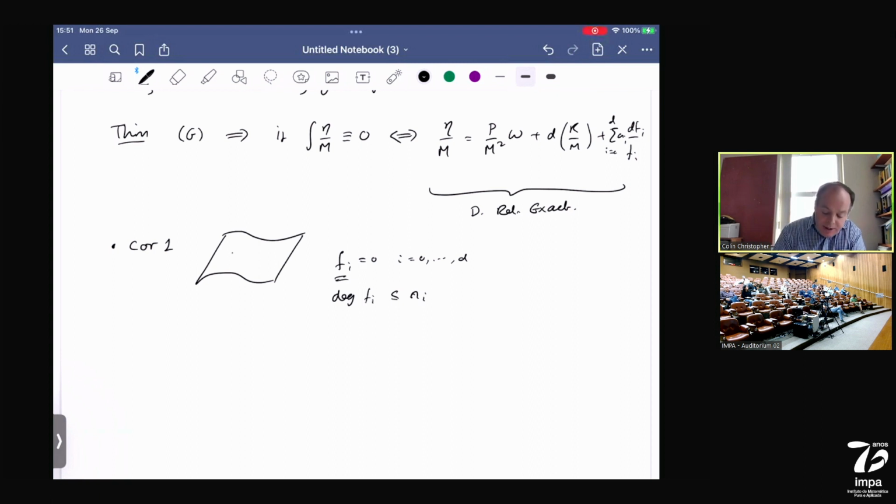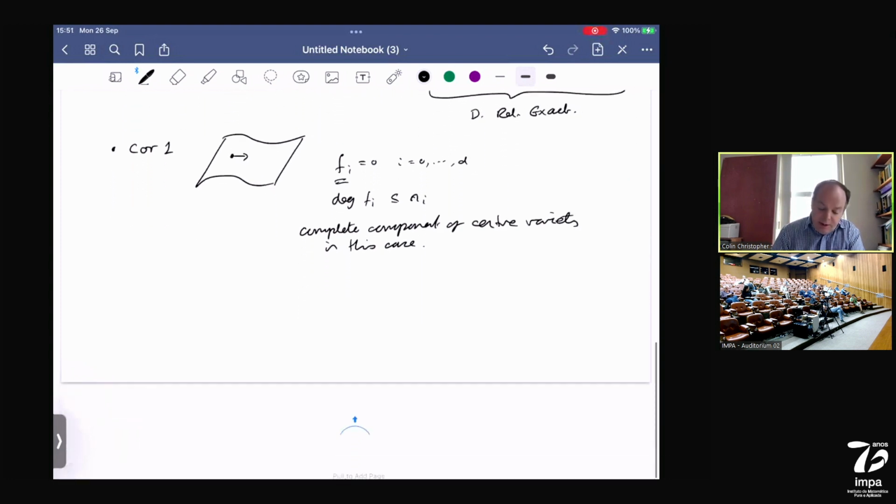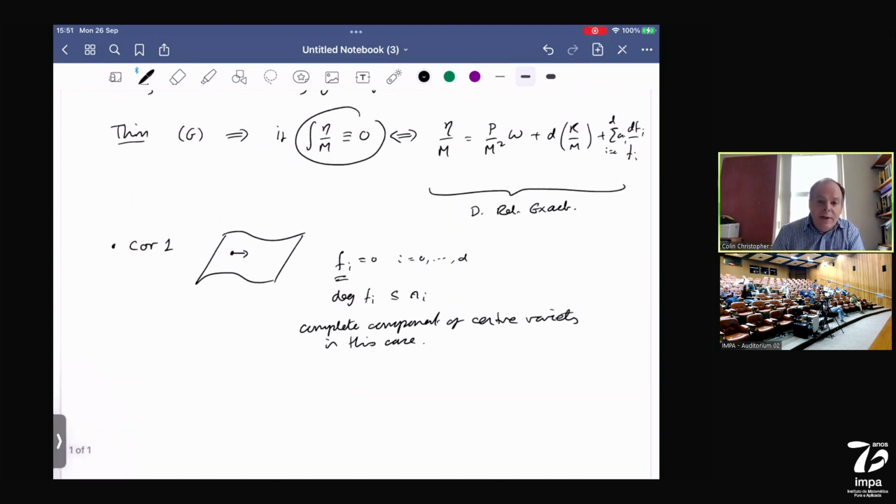And the first corollary is that when we perturb, if this thing is 0, then the perturbation is actually going along the direction of this family of Darboux integrals. In other words, it tells us that we get a complete component of the center variety in this case. So that's the first corollary, and we're going to look in a moment at how that comes out of the Darboux relatively exact condition.